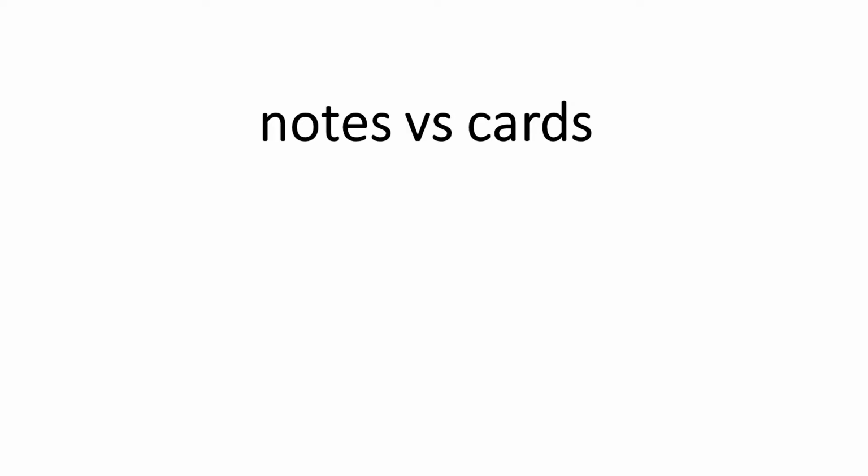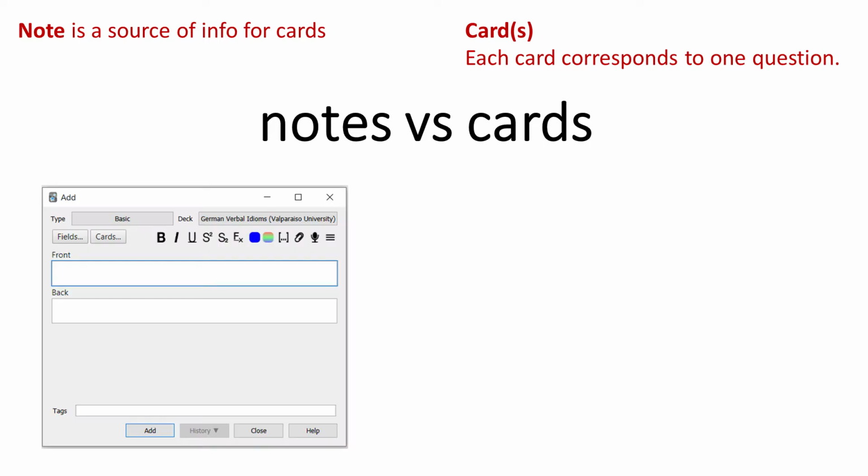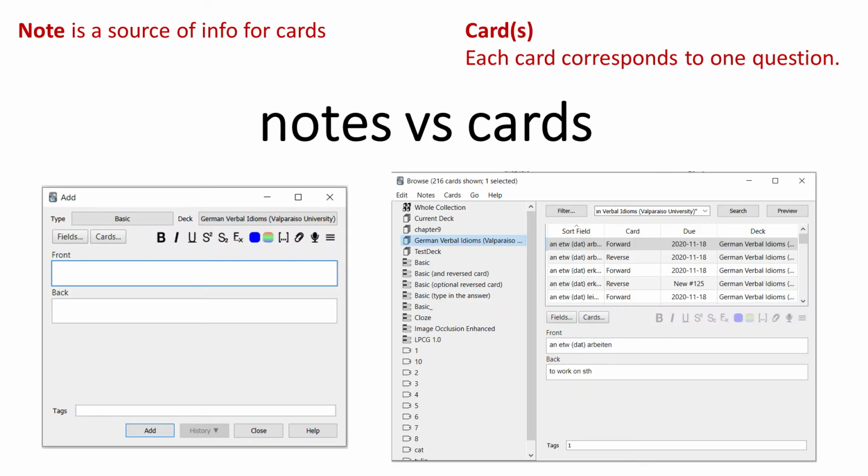Next, let's find out the difference between a note and a card. So far, I used these words interchangeably, but there is a technical difference between these two. A note serves as a source of information from which the cards are built. When we press Add, what we see is, strictly speaking, a note. But what we see in the browser are cards.